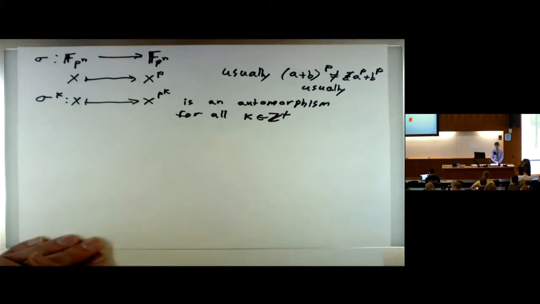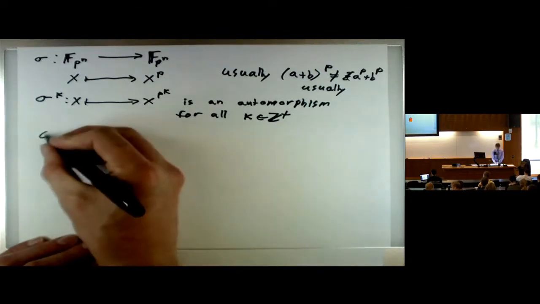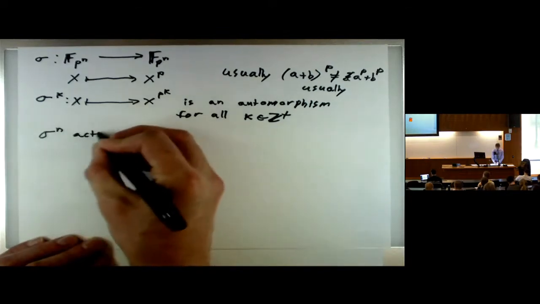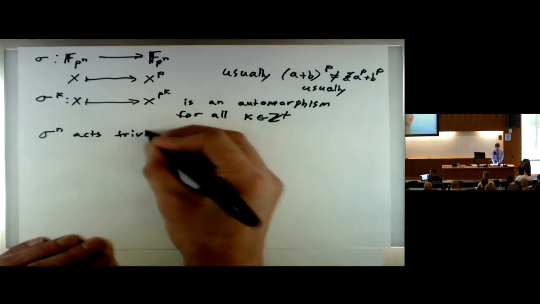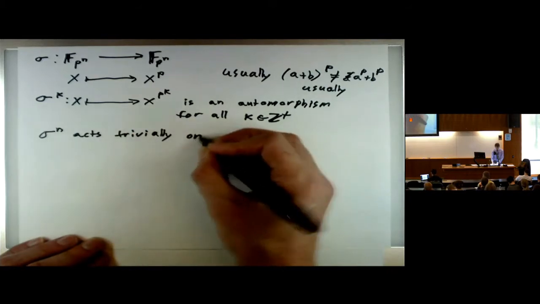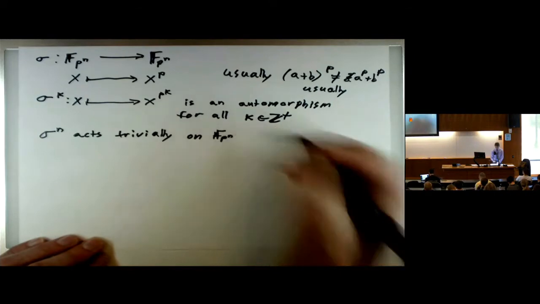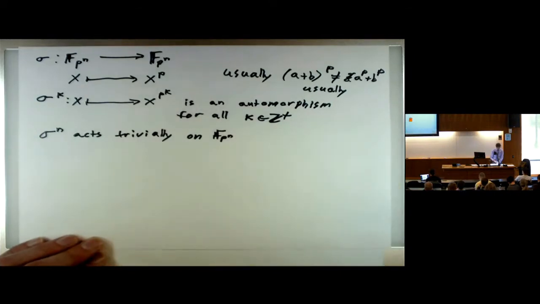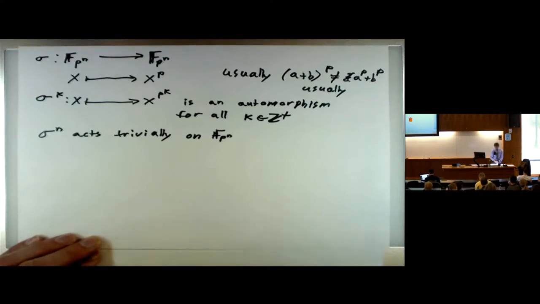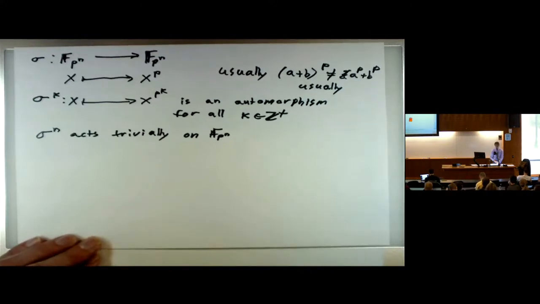If you look at the case where k is equal to n, the degree of the field, it's going to act trivially on it. And that's a very important point from the theory of elliptic curves. We use it multiple times. Special case, n equals 1, you basically have Fermat's little theorem.